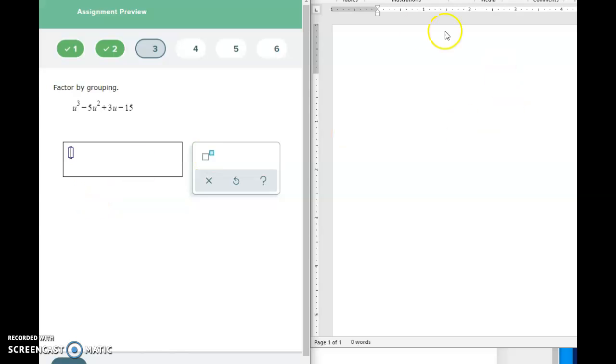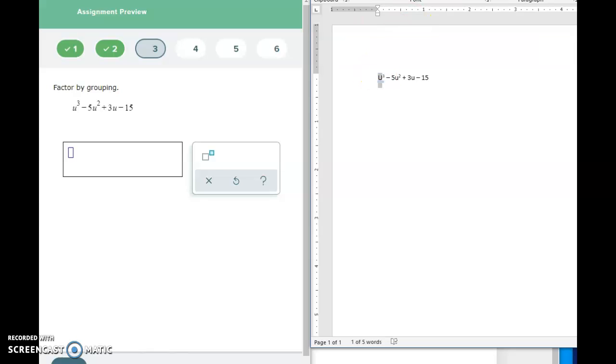All right, so I'm going to show a little bit of work over here. My original problem is u to the third minus 5u to the second plus 3u minus 15.